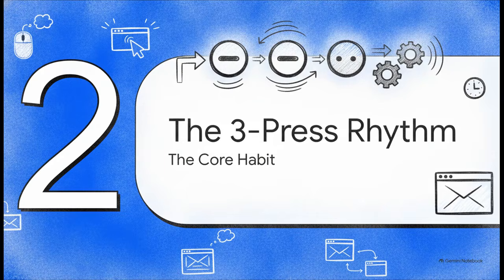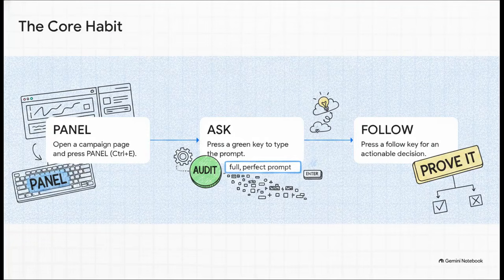Moving on to Section 2, the three-press rhythm. And this brilliantly illustrates the core habit you absolutely need to make this whole system hum. It's a strict three-step rhythm. Step 1. You open a campaign page and hit the panel key, which instantly pops open your Claude AI side panel. Step 2 is Ask.